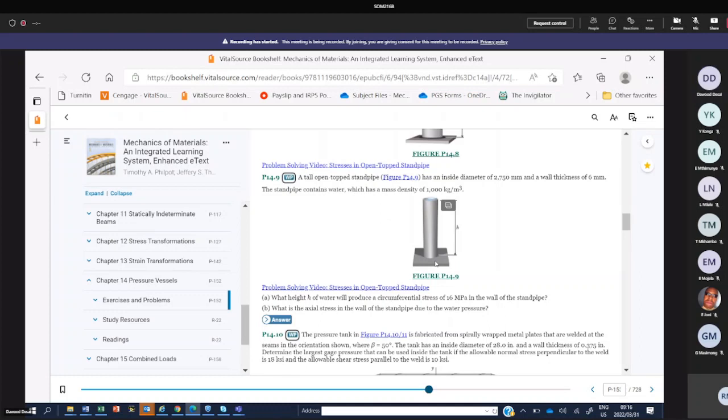All right. So these storage vessels have water in them. And of course, the water has a specific height. Now read this question here, P14.9. I hope you mark it. Very important question. A tall, open-topped standpipe or vessel has an inside diameter of that and a wall thickness of that. This is a typical one that they use in the rural areas. See how big the diameter is, 2.7 meters. The standpipe contains water with a density of 1,000 kg per cubic meter. They're asking what height of water will produce a circumferential stress of 16 megapascal.